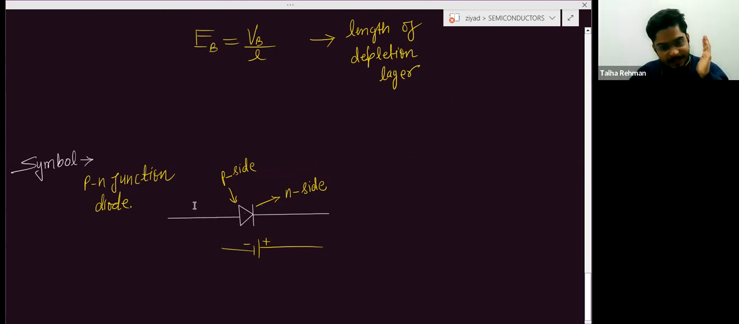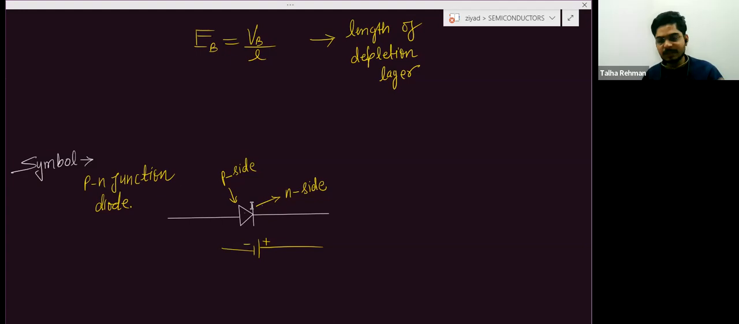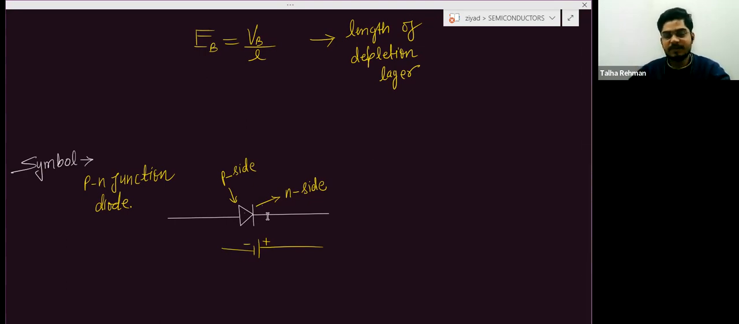This we will connect with a battery. When the positive terminal of the battery is connected to the P side and the negative terminal of the battery is connected to the N side, I will show you also, then this diode will be considered as forward bias. Forward bias means in this case current will be more. In case of reverse biasing, the current is very less.